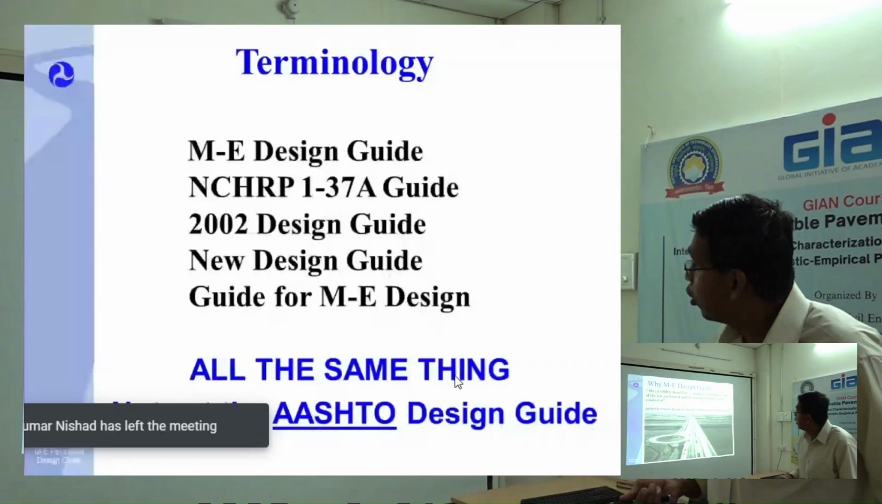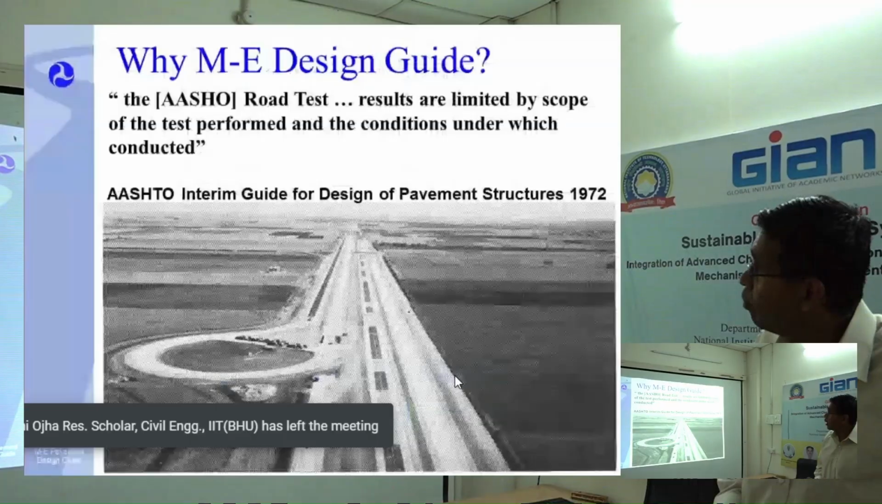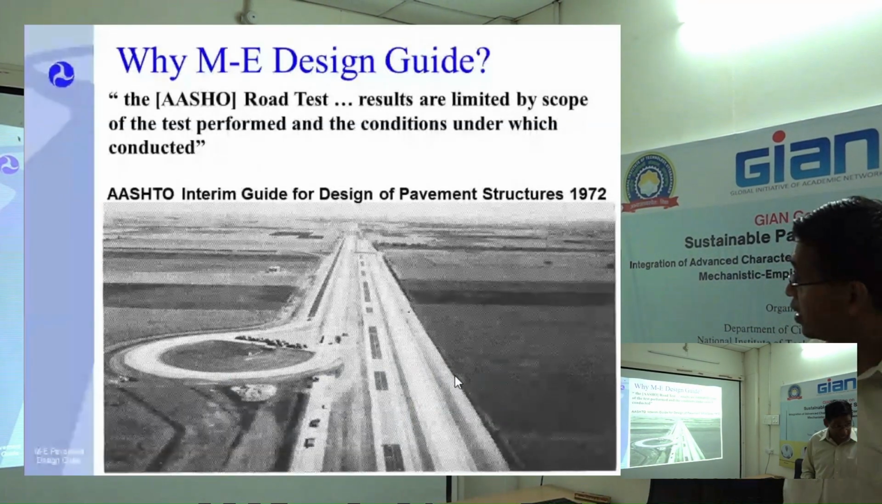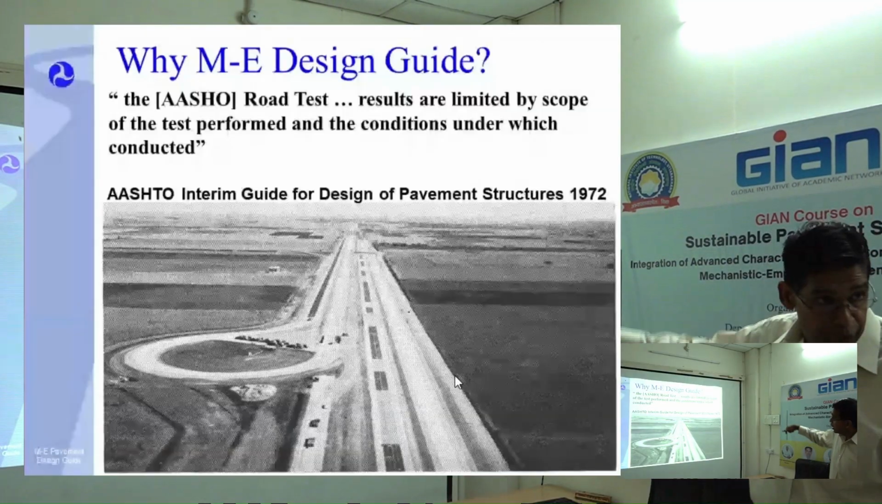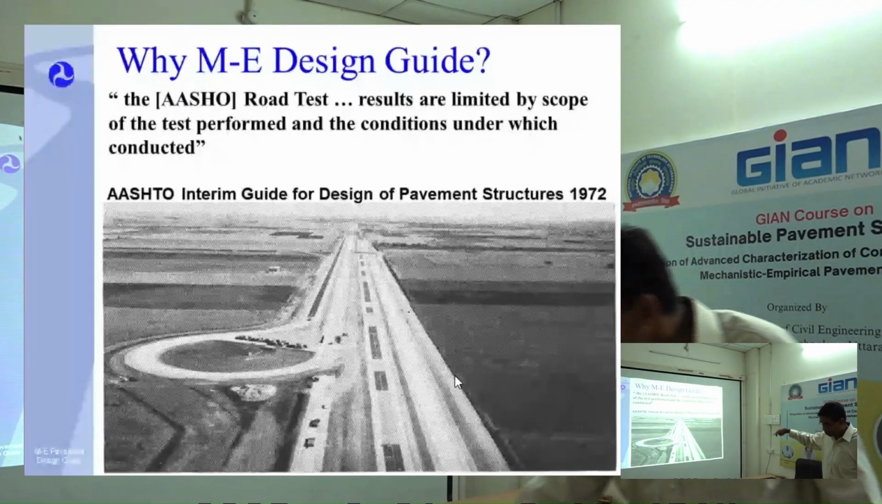Okay, right here, this I have covered a long time back. The AASHO road tests are limited by scope and tests performed and the conditions under which they were conducted, back in the 60s and 70s. And this is what the roadway looked like, where the people drove, right? And the loop I showed yesterday, right?